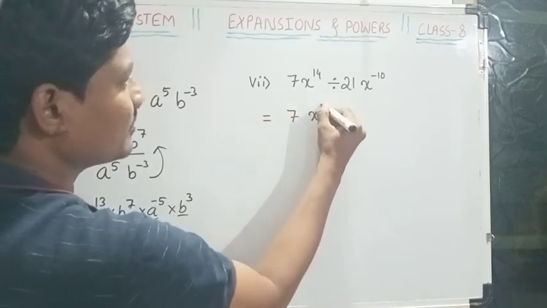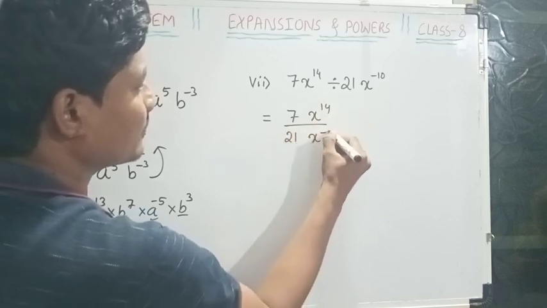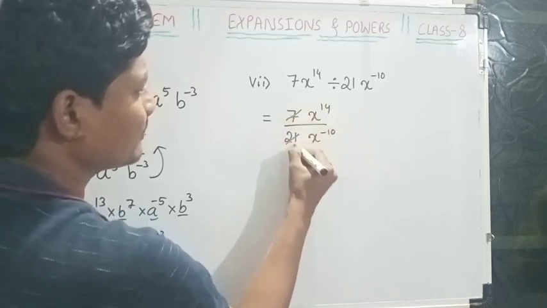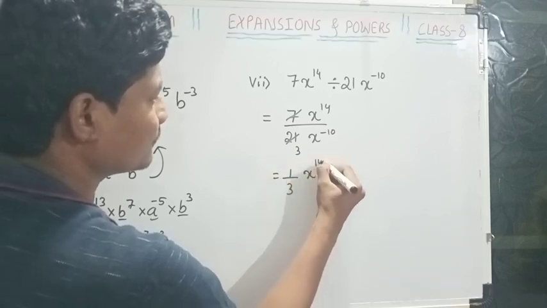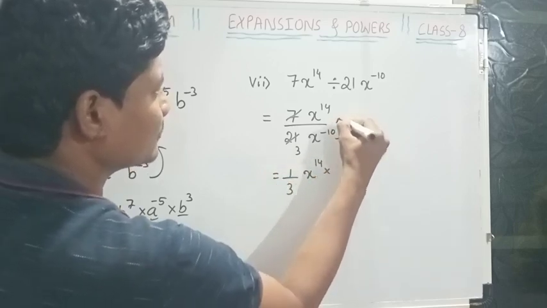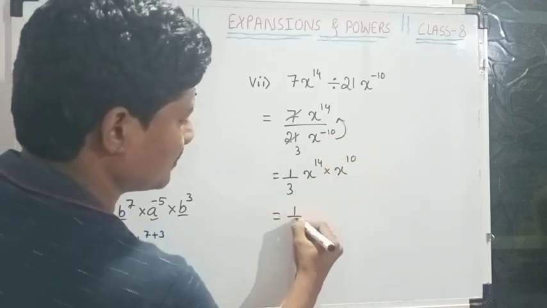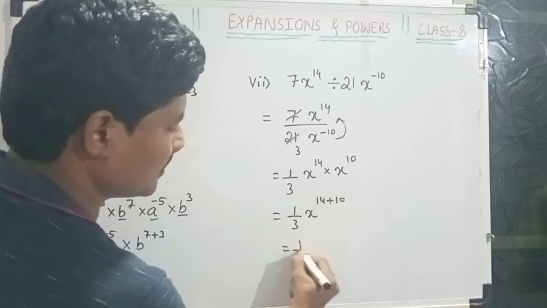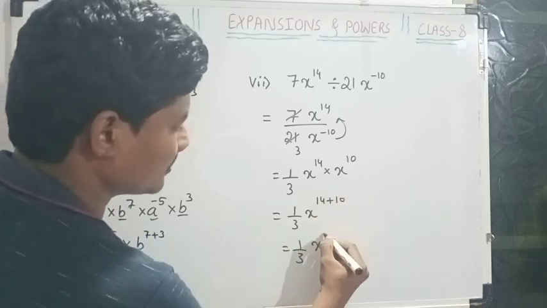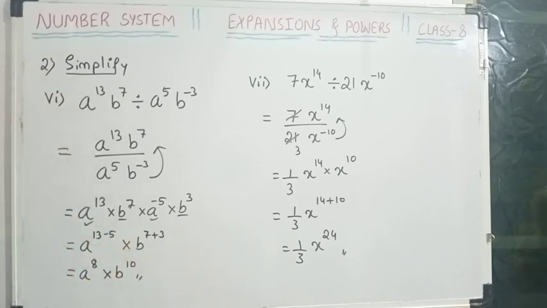7x to the power 14 whole divided by 21x to the power minus 10. 7 1s are 7, 7 3s are 21. 1 upon 3 into x to the power 14 into x to the power minus 10. When it comes to the numerator, it becomes 10. 1 upon 3, x to the power 14 plus 10. 1 upon 3, x to the power 14 plus 10 is 24. This is the required answer here.